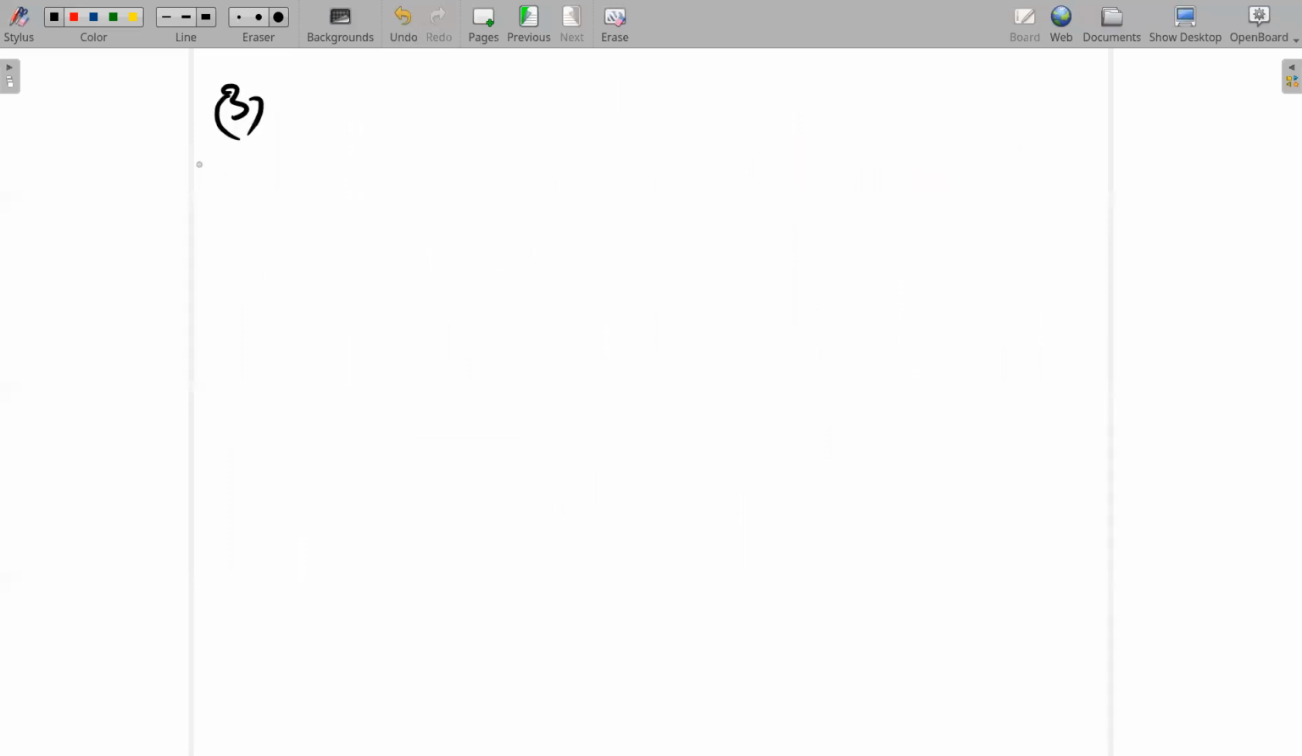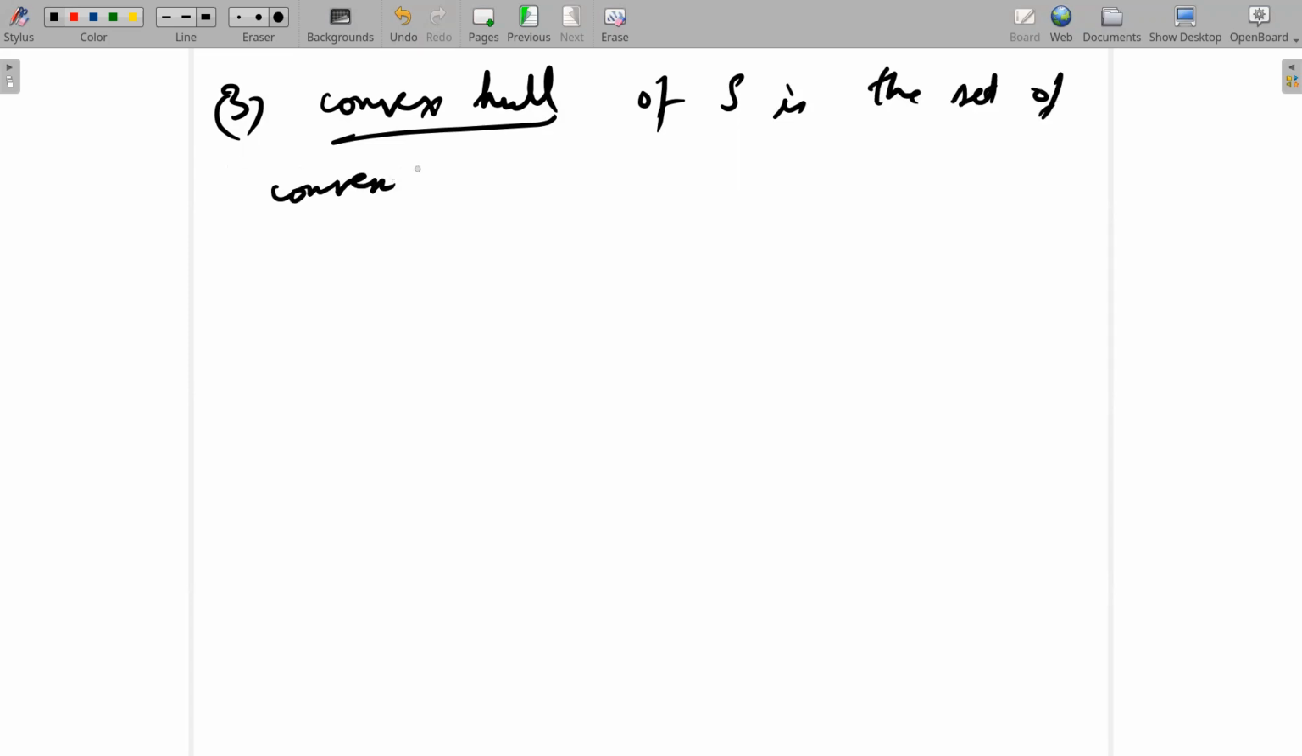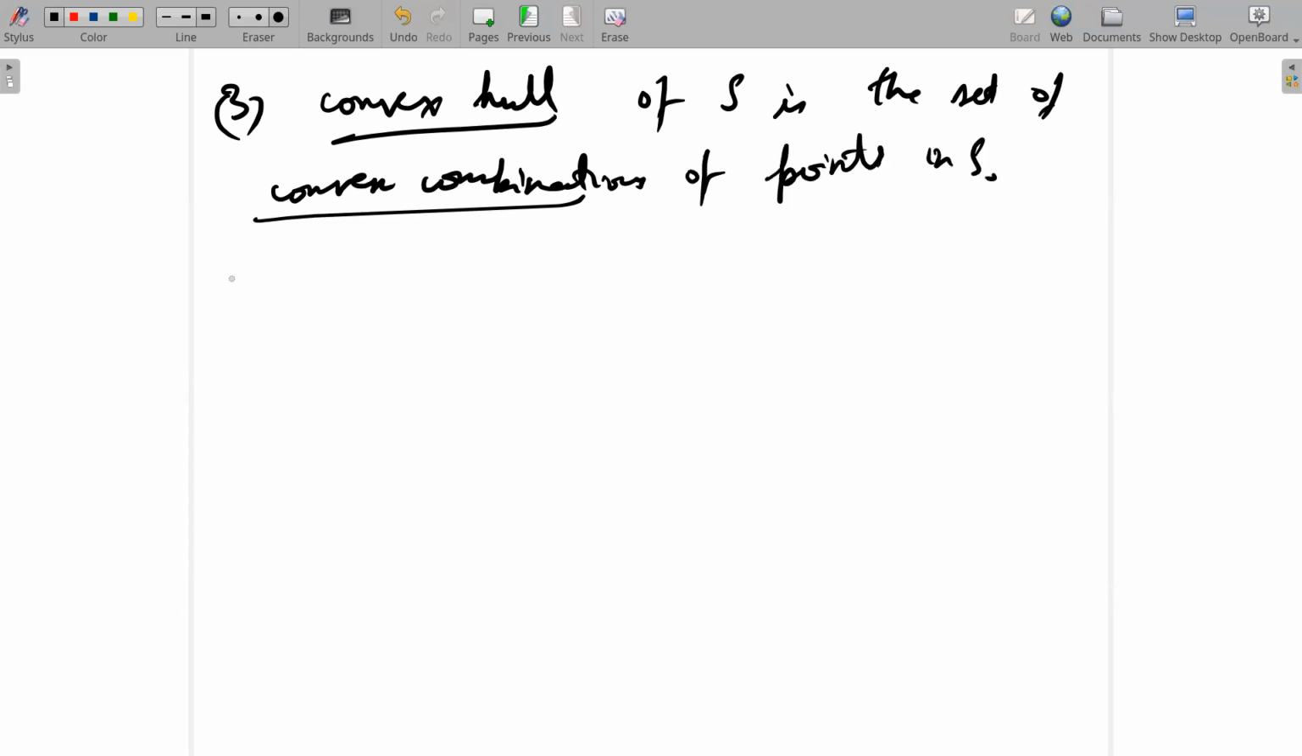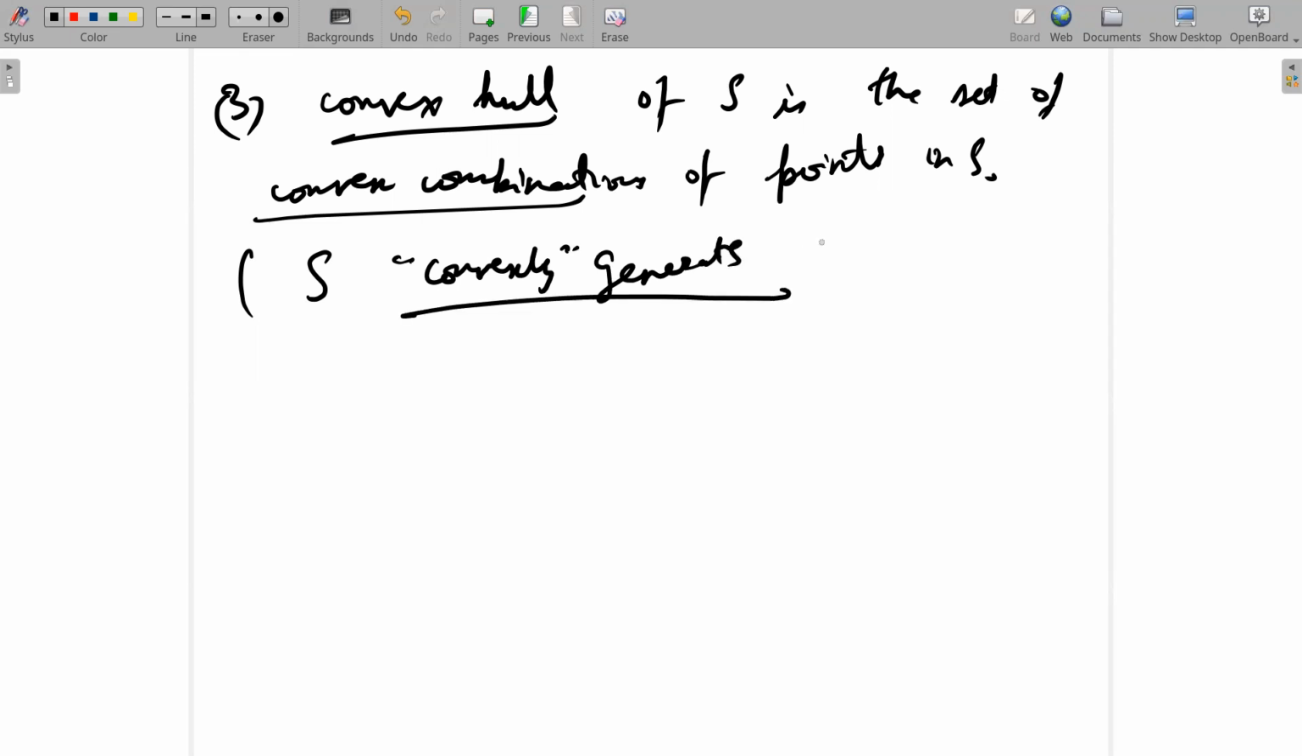Then 3, the convex hull of S is the set of convex combinations of points in S. S, let's say, convexly generates conv S. Again, I don't know if there is a word, but you can guess what I mean by that. So conv S is the notation we have been using for the convex hull.